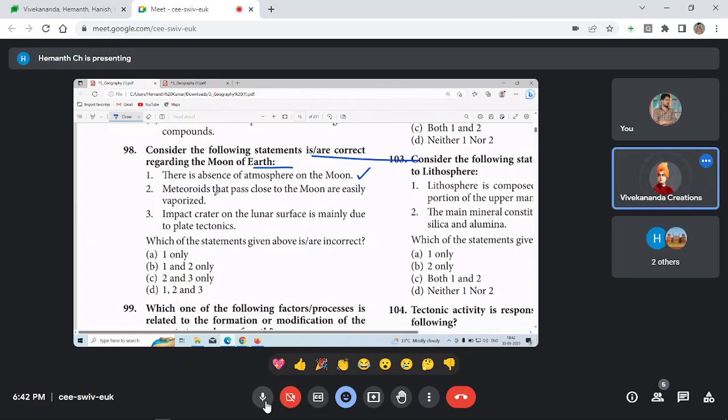Meteorites that pass close to the moon are easily vaporized. Impact of craters on the lunar surface is mainly due to plate tectonics.